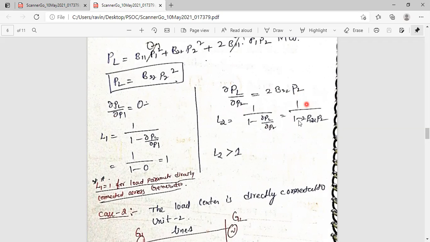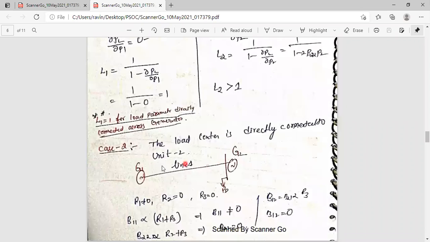If we differentiate with respect to the P2 generator, we get some value. If you get some value, 1 by 1 minus fraction, it should be a fraction, meaning less than 1. L2 is greater here. If L2 is greater, what can we say? Load center is not connected here, not connected to the grid.